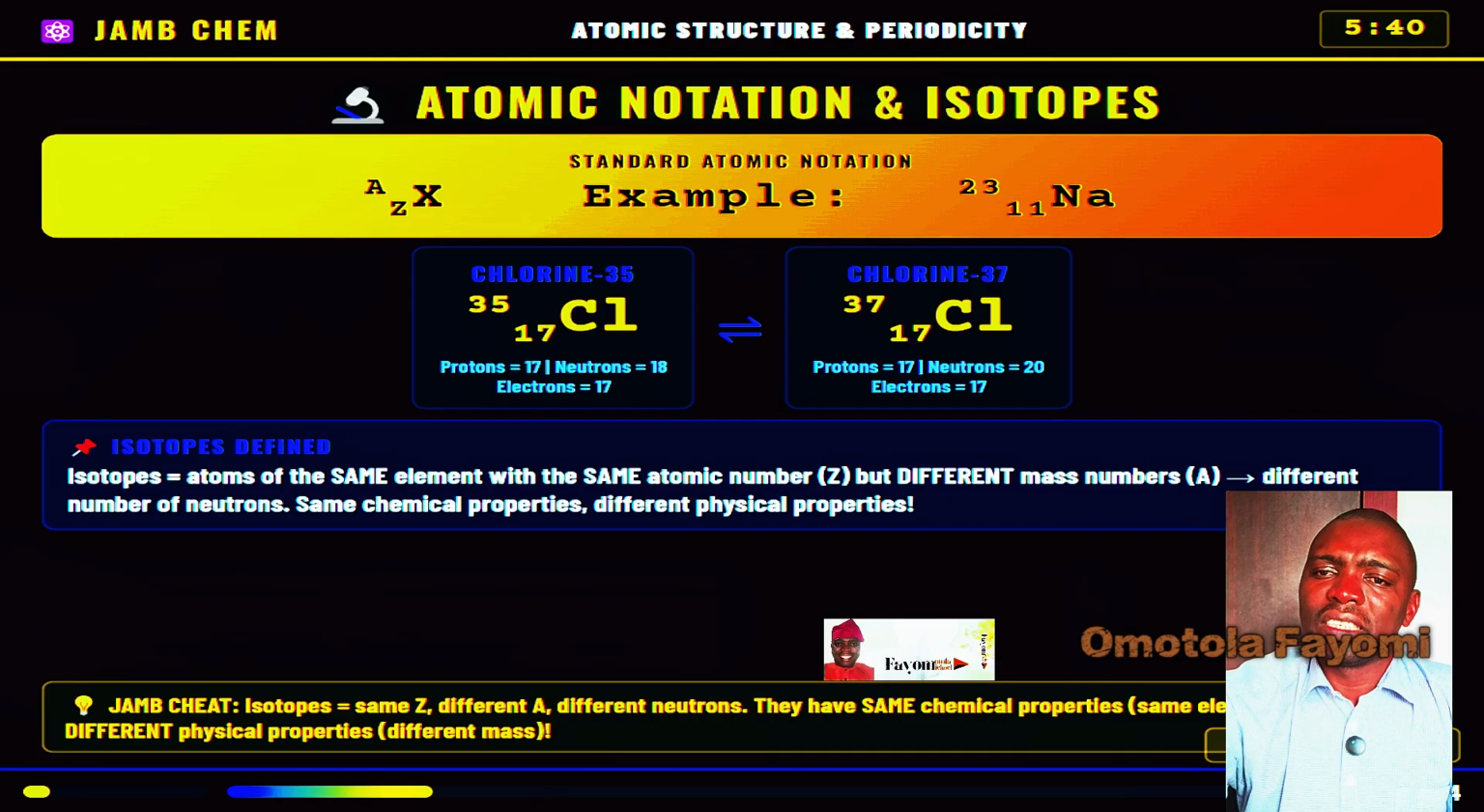Now, isotopes. This is a guaranteed topic. Chlorine has two isotopes, chlorine 35 and chlorine 37. Both have atomic number 17, so both have 17 protons and 17 electrons. But chlorine 35 has 18 neutrons, while chlorine 37 has 20 neutrons. The definition of isotopes is that they are atoms of the same element, same atomic number, but different mass numbers, meaning different numbers of neutrons. Because they have the same electrons, they have identical chemical properties, but different masses mean different densities, melting points, and physical behavior.